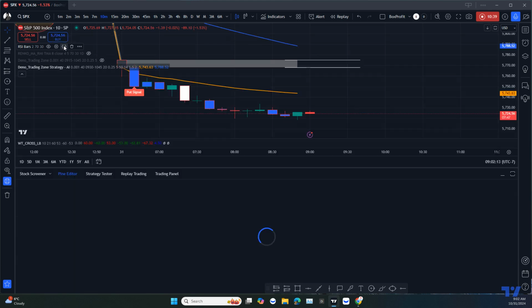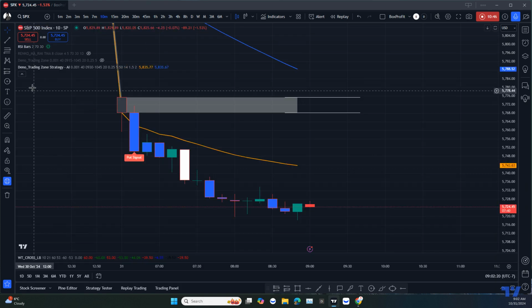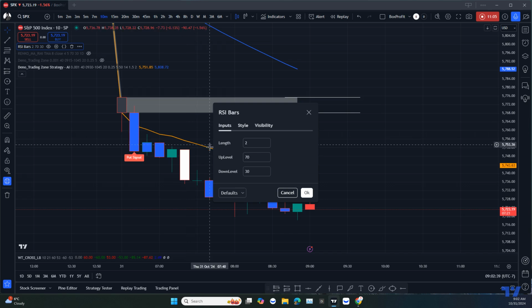So if you take a look at my setup, actually not my setup. Okay, that's not what I wanted to show. If you take a look here, you see that the RSI bar period is 2. Oversold is 30, overbought is 70, which is standard. Up level is what they're calling it. Down level is just that.